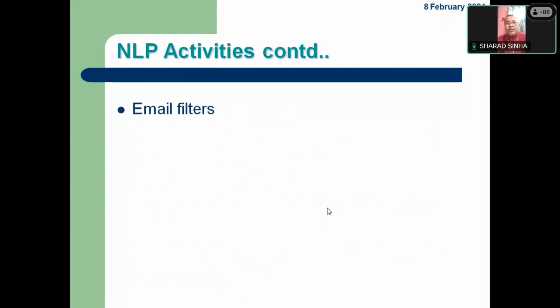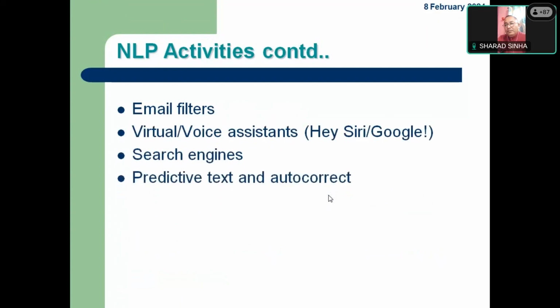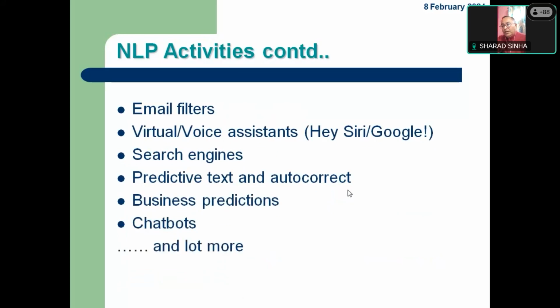And nowadays, even on the cyber security front, we can use NLP to filter emails so that we can block phishing and all. Then we have virtual assistants, voice assistants like Siri and Google. Then we have search engines, predictive text and autocorrect. While we are typing messages, you get predictive text showing what will come next, and you don't have to type the whole word if it is in the predictions. We use the autocorrect features. Then we have business predictions, chatbots, which are very popular nowadays, and you are all aware of those, and a lot more.